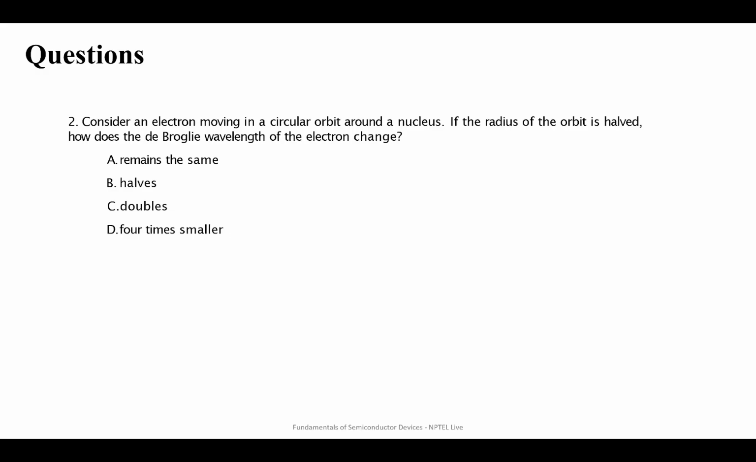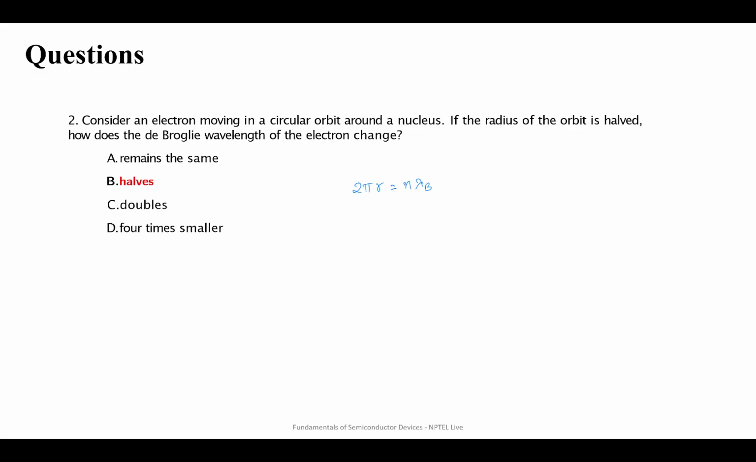Consider an electron moving in a circular orbit around a nucleus. If the radius of orbit is halved, how does the de Broglie wavelength of the electron change? A, remains the same; B, halves; C, doubles; D, 4 times smaller. 4 times smaller.